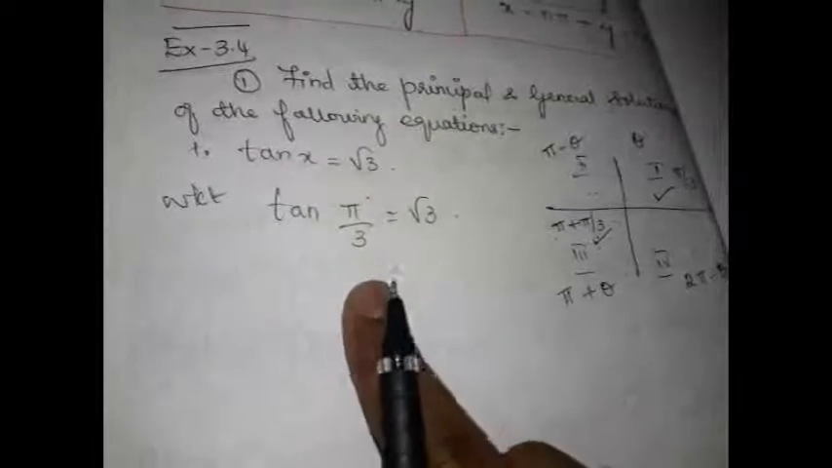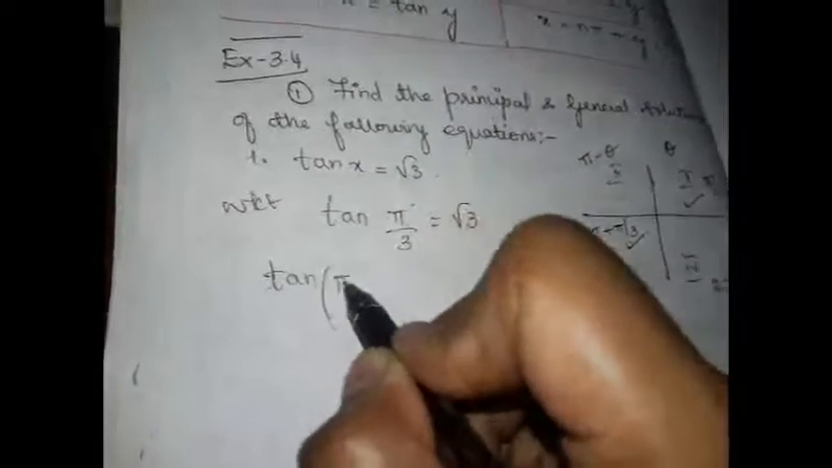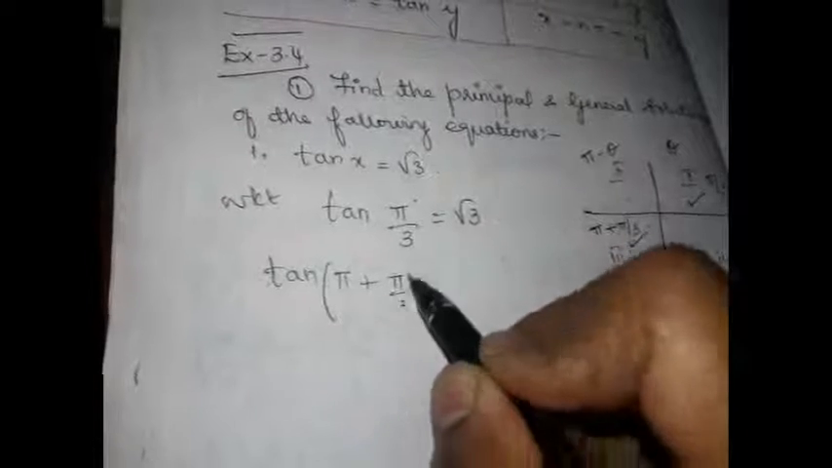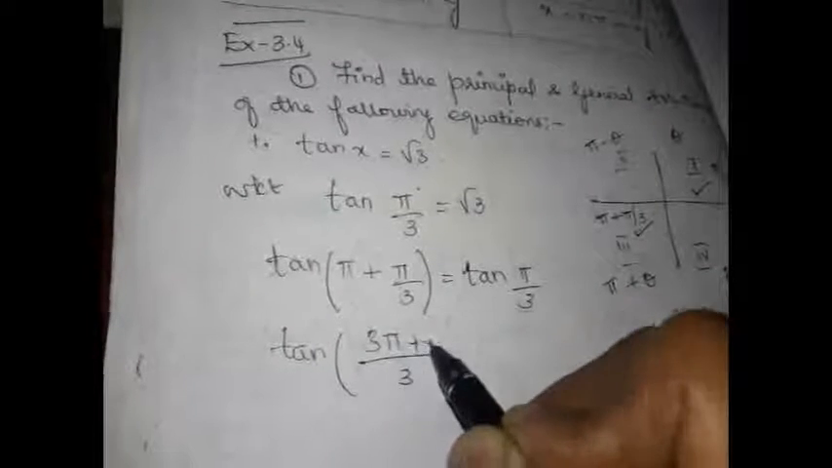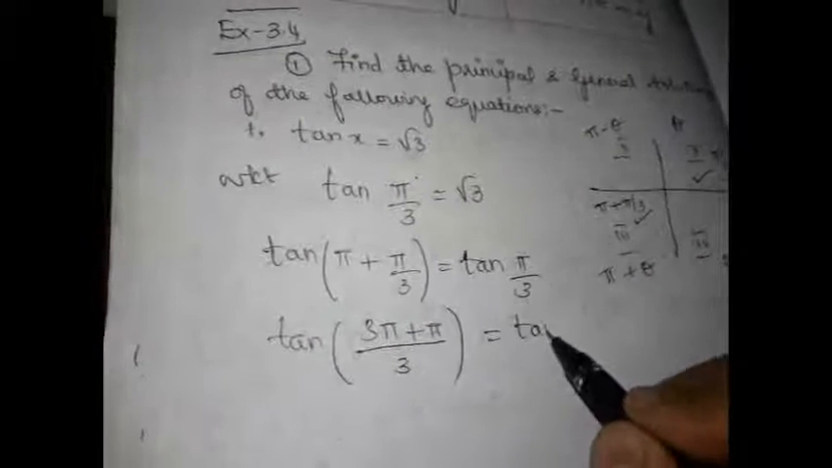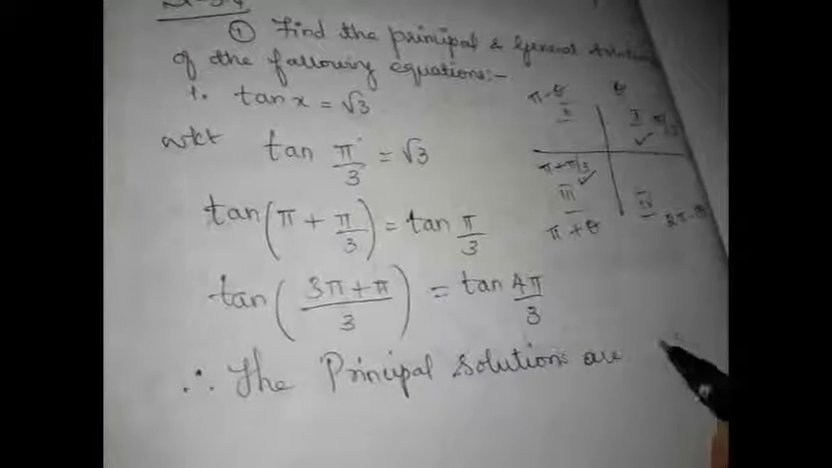Now tan pi by 3 and the other angle is pi plus pi by 3. So tan of pi plus pi by 3 is going to be tan pi by 3 only. Taking the LCM, 3 pi plus pi, which is equal to tan 4 pi by 3. Therefore, the principal solutions of the equation are pi by 3 and 4 pi by 3.